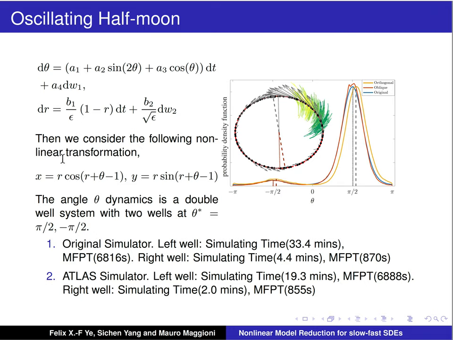So it's like right here. If you look at the trajectory, it doesn't oscillate linearly around the r direction. It oscillates nonlinearly, like this. So this will introduce more difficulties to test how this nonlinear effect kicks in, and how that behaves. And the angle dynamics, as I said, is a double well, with two wells at pi over 2 and minus pi over 2.